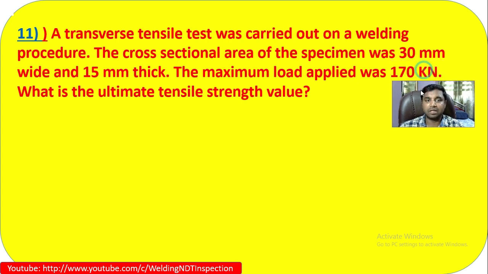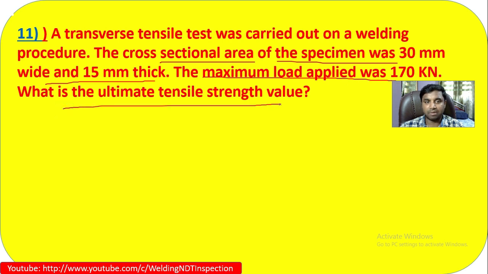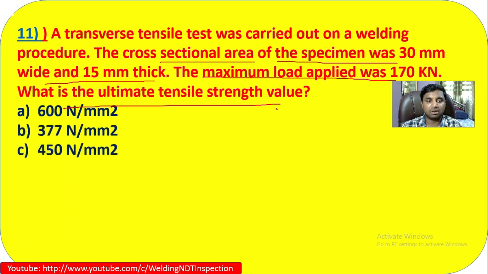A transverse tensile test was carried out on a welding procedure. The cross sectional area of the specimen is 30 mm wide and 15 mm thick, and the maximum load applied is 170 kN. What is the ultimate tensile strength value? So the formula is there. There are four options: 600, 377, 450, and 300.